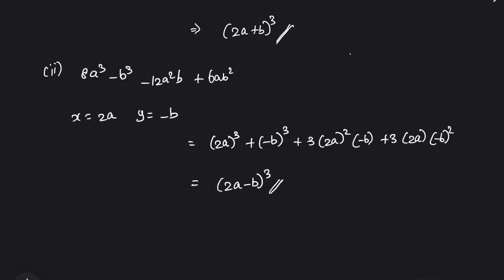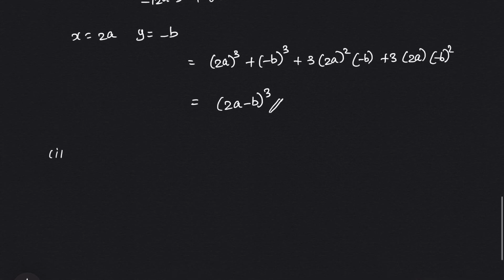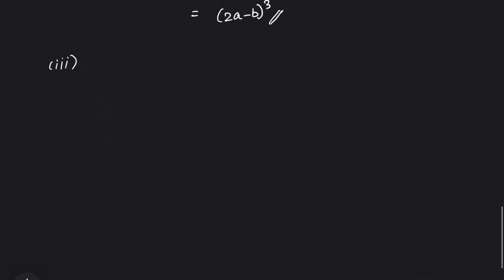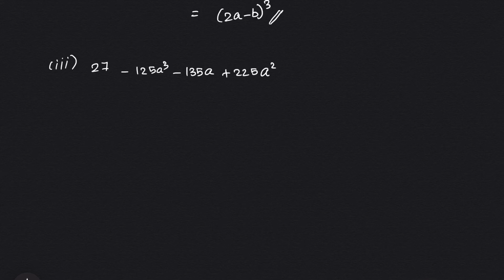Now look at the third question. The given question is 27 minus 125a cube minus 135a plus 225a square. So just compare the values. So compare this position in the general equation. So x cube is equal to 27. Therefore, the value of x is equal to 3.